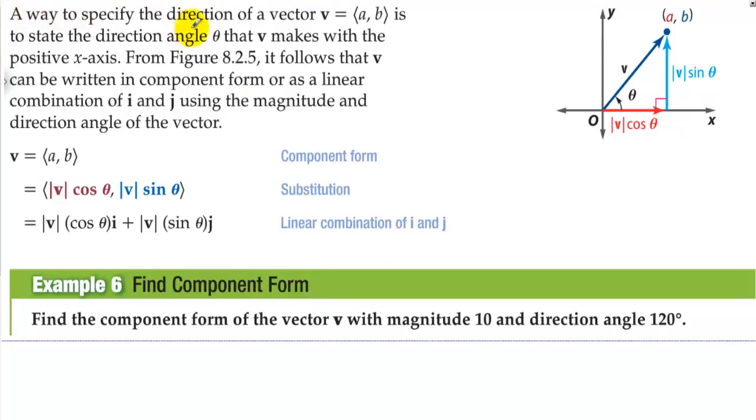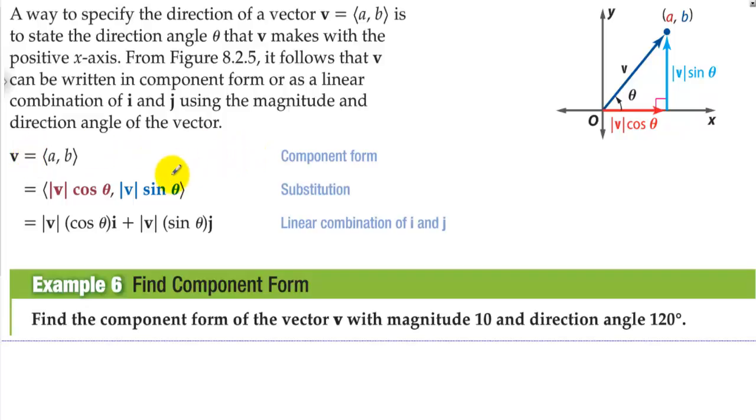A way to specify the direction of a vector v equals ab is to state the direction angle theta that v makes with the positive x-axis. It's like the unit circle. From figure 8.2.5, it follows that v can be written in component form or as a linear combination of i and j using the magnitude and direction angle of the vector. So really we're just using unit circle stuff here.